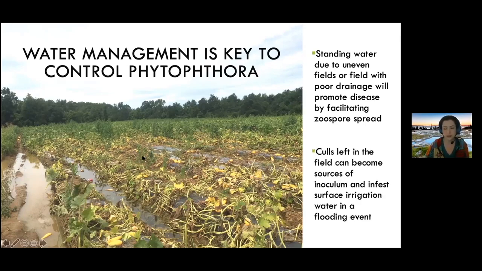Another thing is that if you leave your culls in the field, they can essentially become sources of inoculum. I have seen this sometimes with folks that are using surface irrigation water. They may have their cull pile close to that water, and then that can essentially run off and infest that irrigation water. That's a really easy way to get your pathogen into your field. So keeping debris away from irrigation water is really important when possible.